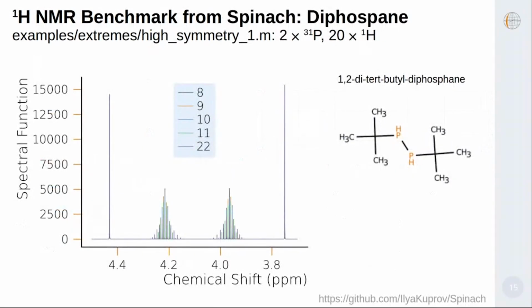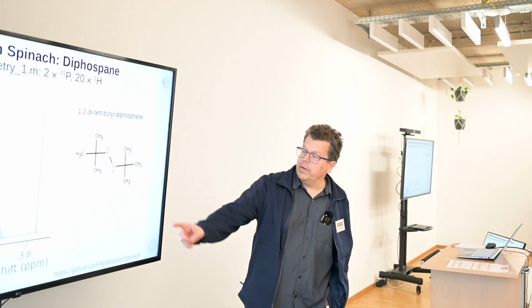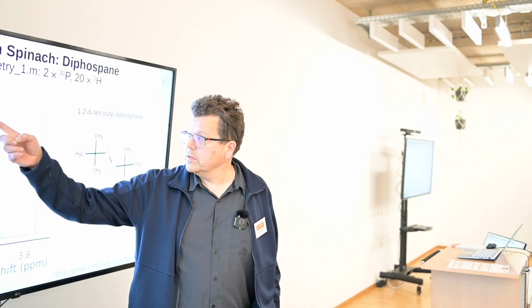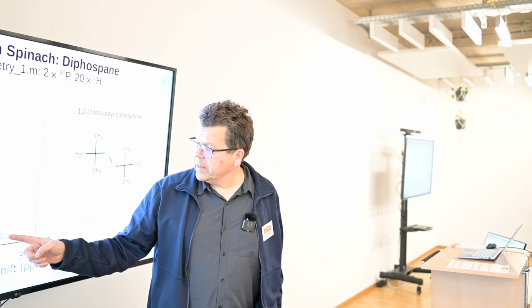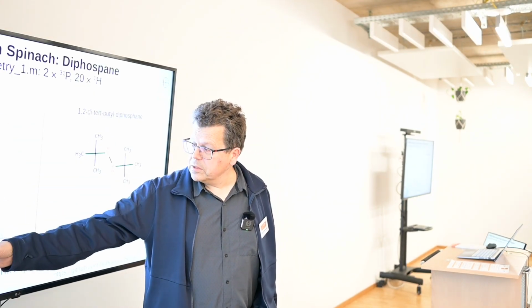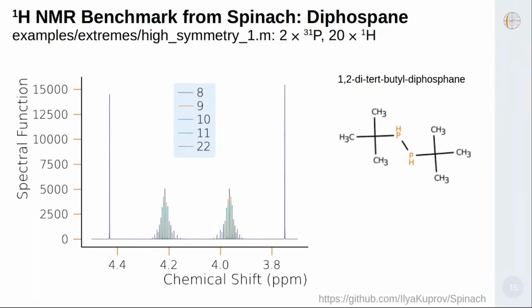That's also from the extremes folder from Spinach. And this has two interesting regimes where one sees peaks. And here you see the scaling. So we get the main peaks correct already with a cluster size of 8. We get this one in the middle, in principle, from the shape correct.